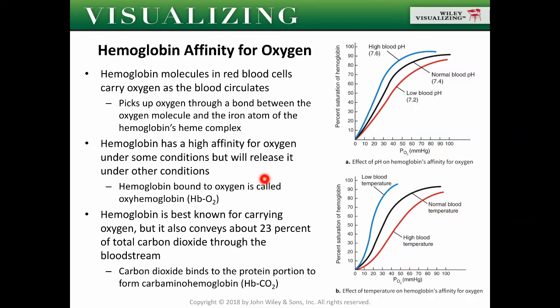Hemoglobin-bound oxygen is oxyhemoglobin. Hemoglobin is best known for carrying oxygen, but it also conveys about 23% of the total carbon dioxide through the bloodstream, because it can also bind carbon dioxide, but quite weakly.